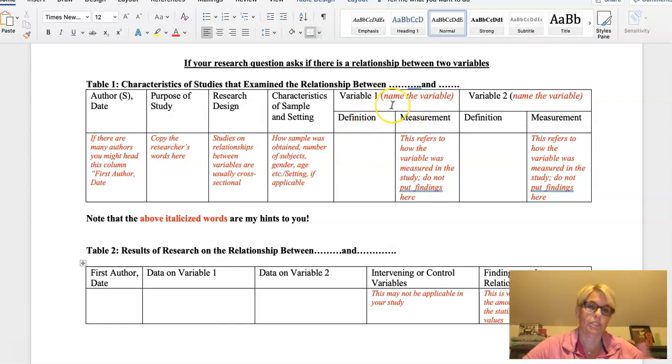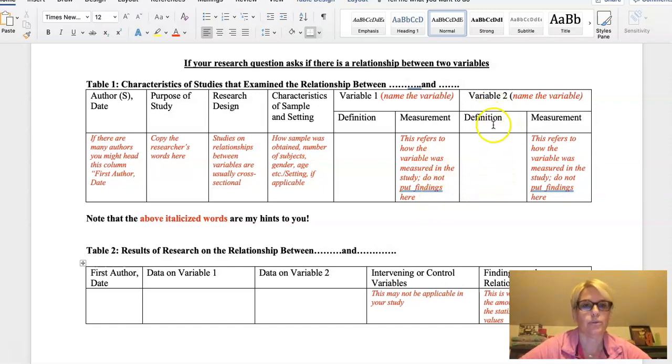And so let's just give the example of loneliness. So then definition. You can copy and paste their definition of loneliness here, or your variable. And then how did they measure it? So then you would put, we used the revised UCLA loneliness scale. That's what I would put. Or some other people just simply ask a yes or no question, are you lonely? Then write that there so that people know how this was measured.